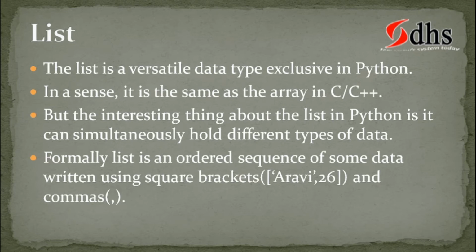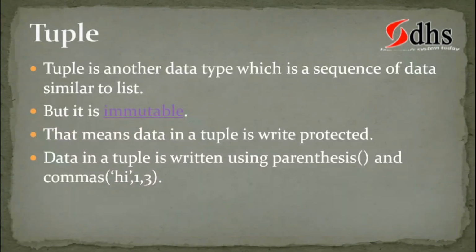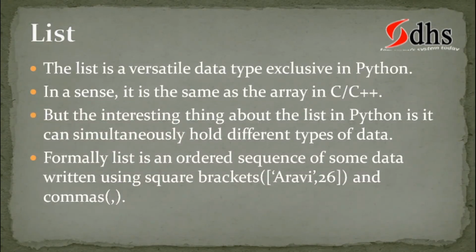and commas. There is one more thing we are going to see, the tuple. What is the difference between a list and a tuple? In a tuple the bracket varies. Here the parentheses will be curved, whereas here it is a square bracket. We have to use the square bracket.